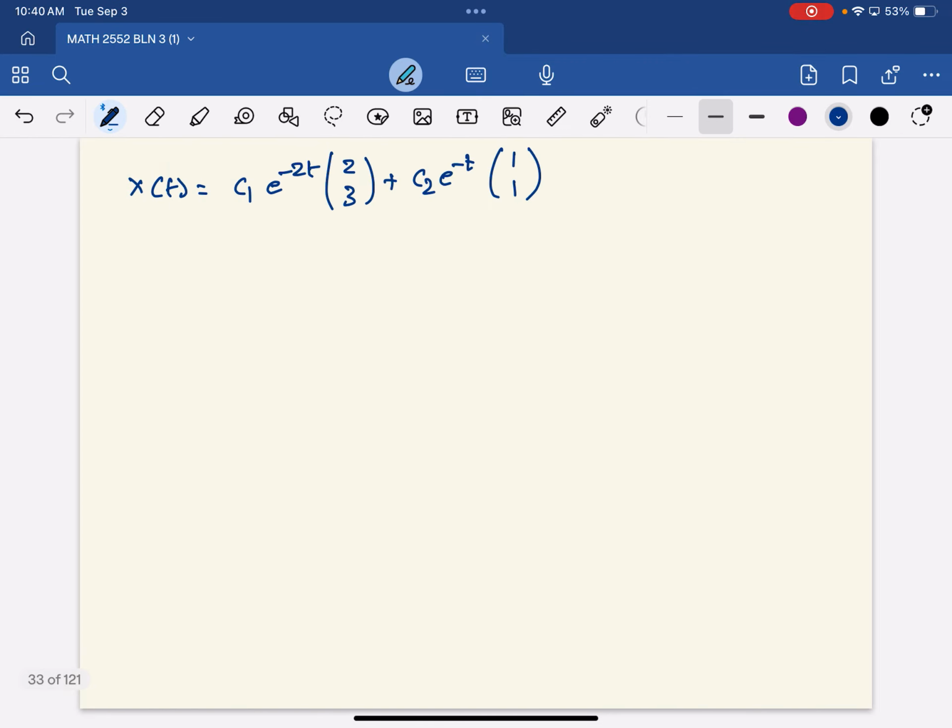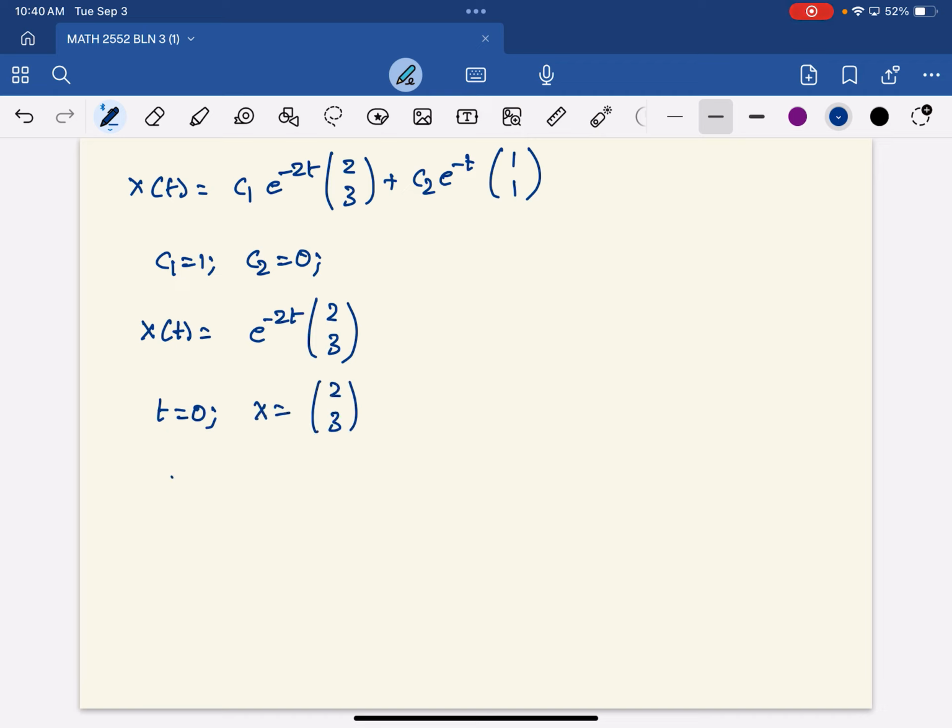Now, what are C1 and C2? C1 and C2 are arbitrary constants, right? So, allow me to choose C1 equals 1 and C2 equals 0. I can choose anything, but allow me to choose the easiest one, okay? Then my solution will become x of t is going to be e to the negative 2t times (2, 3). So, if you substitute t equals 0, my solution is at (2, 3).